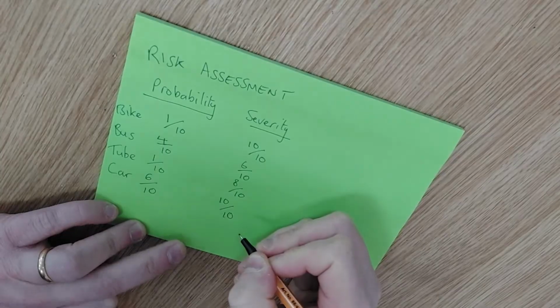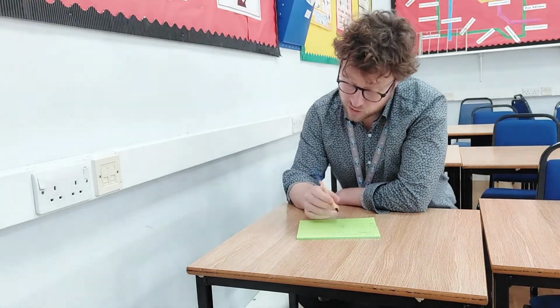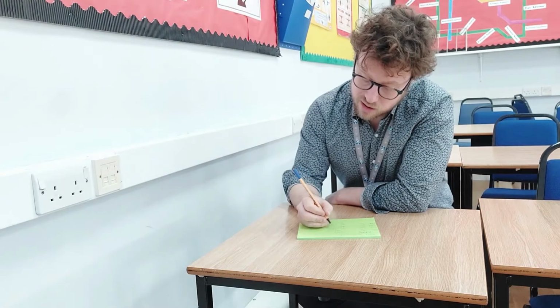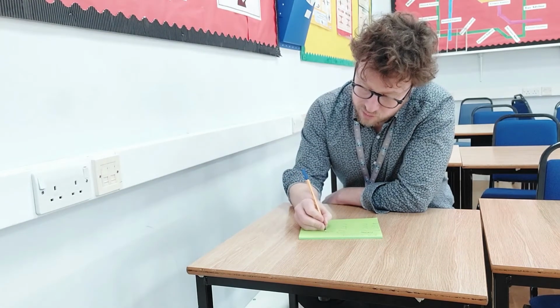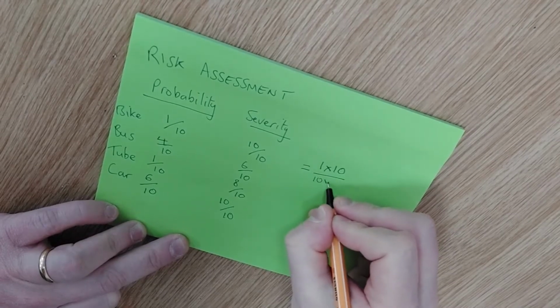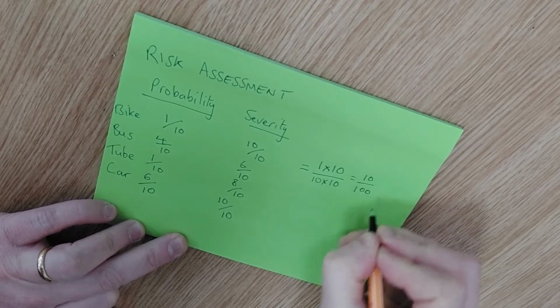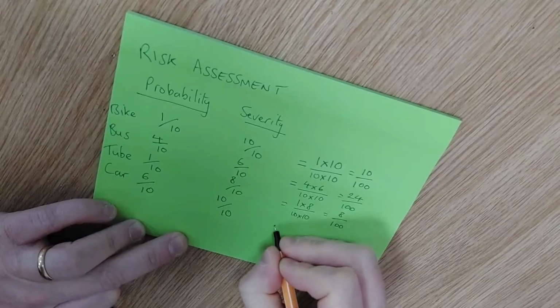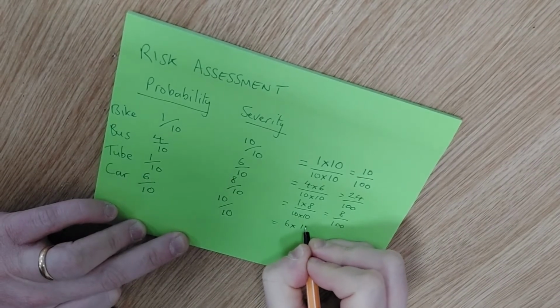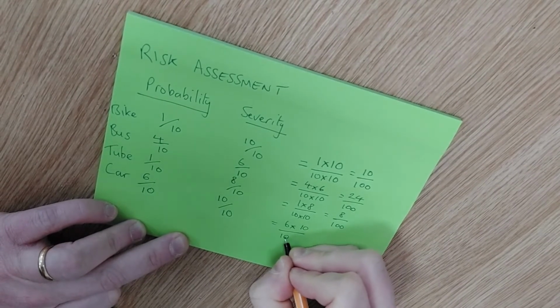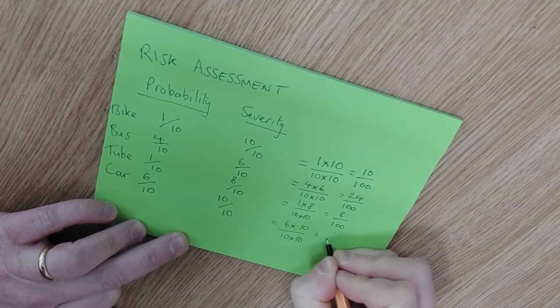Well, let's look at our fractions. In order to multiply fractions, it's quite straightforward. We multiply the top two numbers together, and then we draw the line, and then we multiply the bottom two numbers together. So I'll take the first one. We say bike, the numerator at the top, 1 and 10, so 1 times 10 equals 10, and 10 times 10 equals 100. Over 100. And lastly we have 6 times 10 over 100 equals 60 over 100.